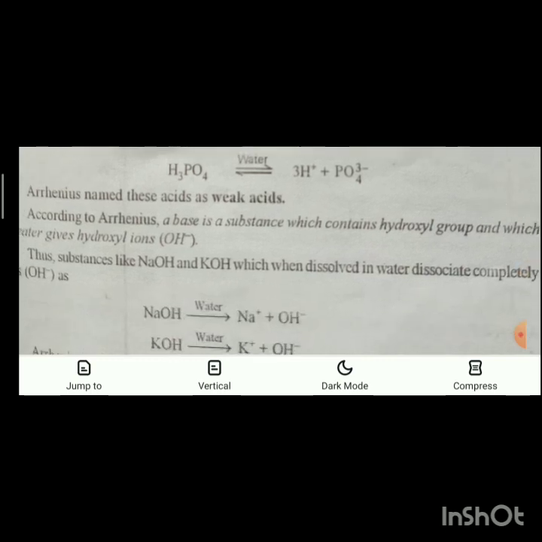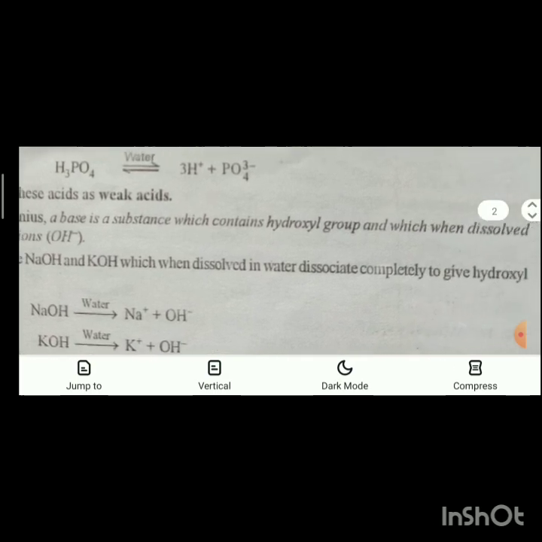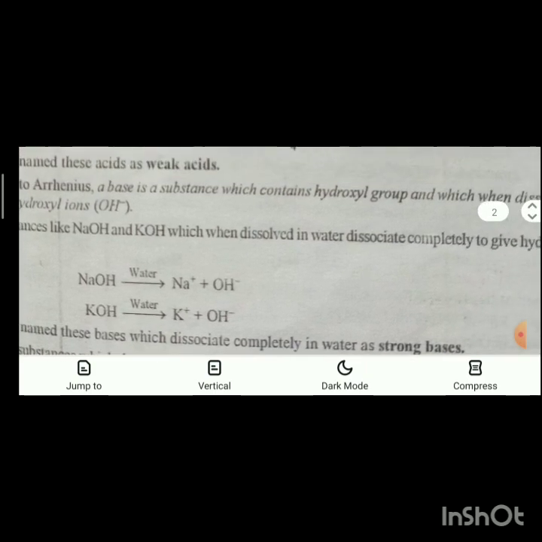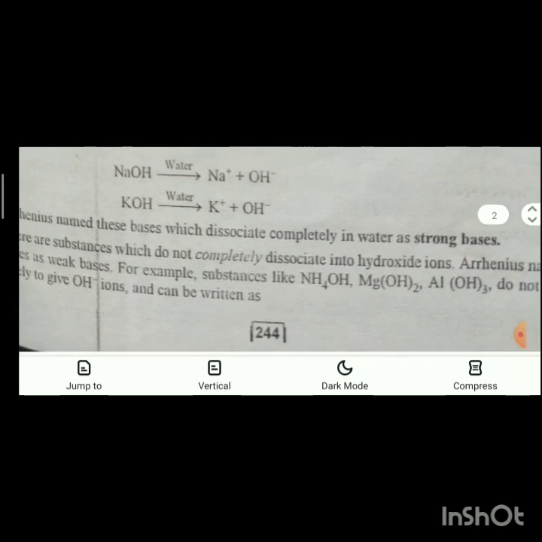According to Arrhenius, a base is a substance which contains hydroxyl group and which when dissolved in water gives hydroxyl ions. Thus, substances like NaOH and KOH, which when dissolved in water dissociate completely to give hydroxyl ions OH-, as NaOH in presence of water gives Na+ plus OH-, and KOH in the presence of water gives K+ plus OH-. Arrhenius named these bases which dissociate completely in water as strong bases.